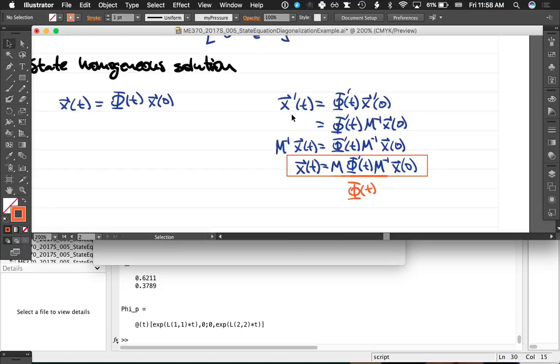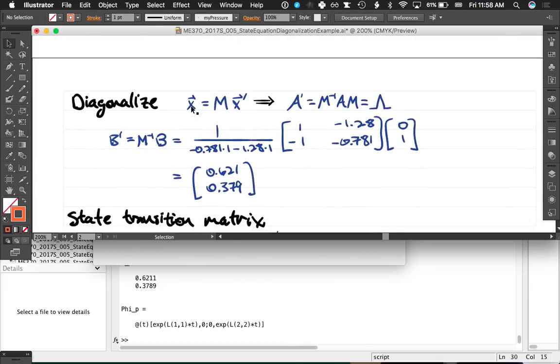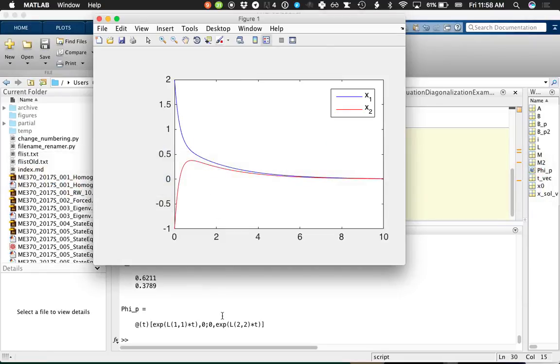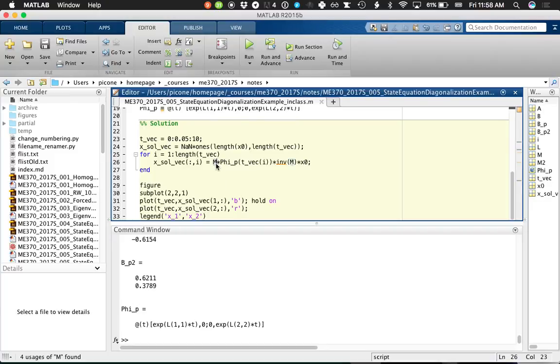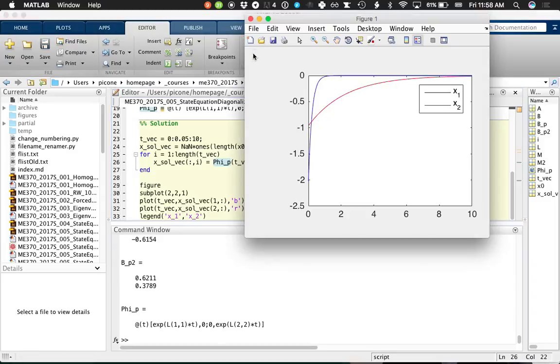We can find x prime by taking that x solution and multiplying it by m inverse. So if you multiply this by m inverse, all you do is undo this m multiplication, right? M inverse times n. So if I take this out right now, and we do this, it's going to be the x prime solution, okay? So that's the x prime solution.